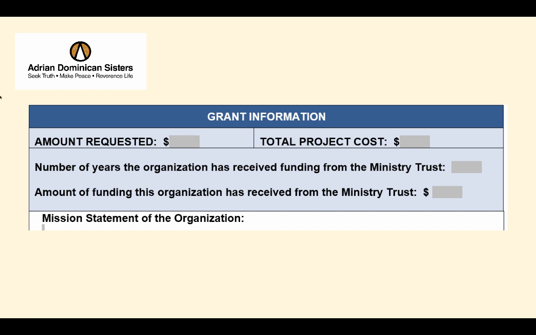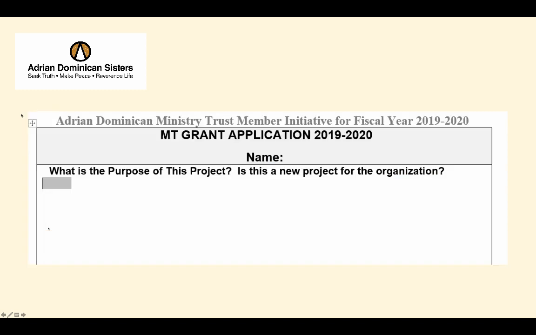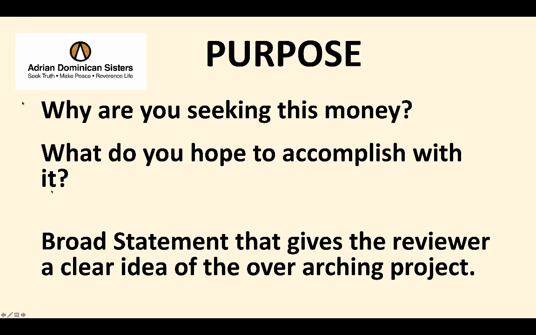The grant application starts with a request for a mission statement of the organization. This is quite easy. You simply type the mission statement into the little gray box here. That part needs no explanation to most people. After the mission statement, the first item requested on the application is the purpose. For this section, use 1 to 3 sentences to tell the reviewers why you are seeking this money and what you hope to do with it. This should be a broad statement that gives the reviewer a clear idea of the overarching project that you are using the money for.